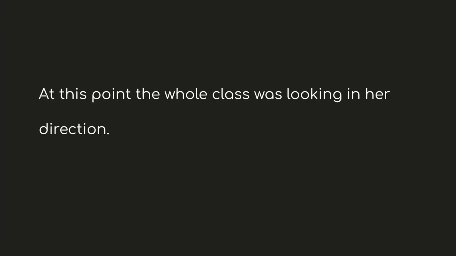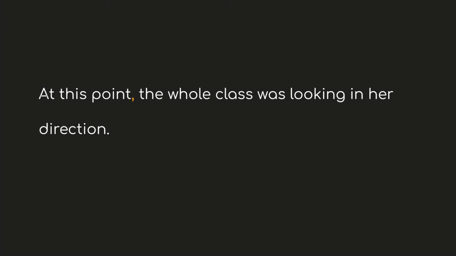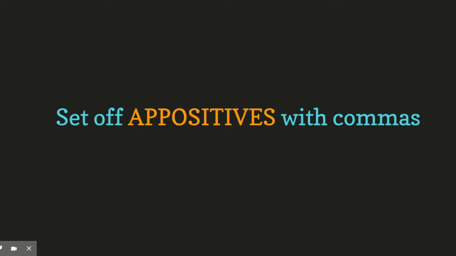For example, from one of your papers, at this point, the whole class was looking in her direction. So if I'm a writer, I think, okay, the subject of the sentence is the whole class. The verbs are was looking, right? So at this point is giving your reader a little introduction to what's happening. And that introduction needs to have a comma on it.